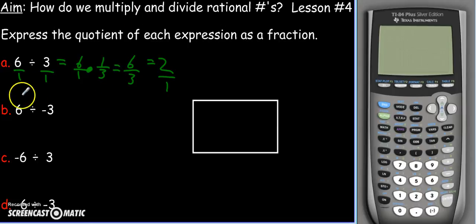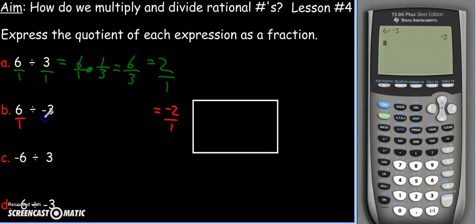Alright, so let's take a look at another example. We're dividing by a negative, so if the signs are different, we should get a negative result, so this should be -2. Just to confirm that with the calculator. 6 divided by -3 should be equal to -2. Okay. And similarly, that's -2 over 1.